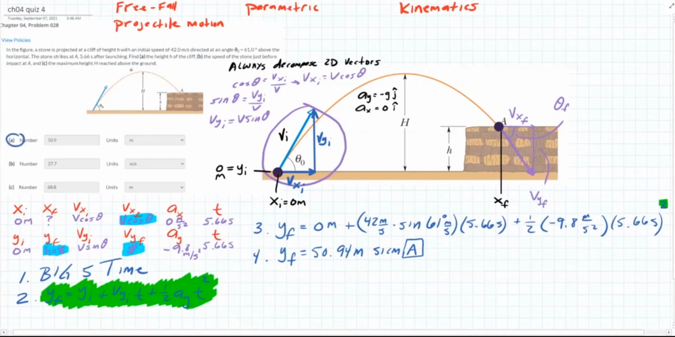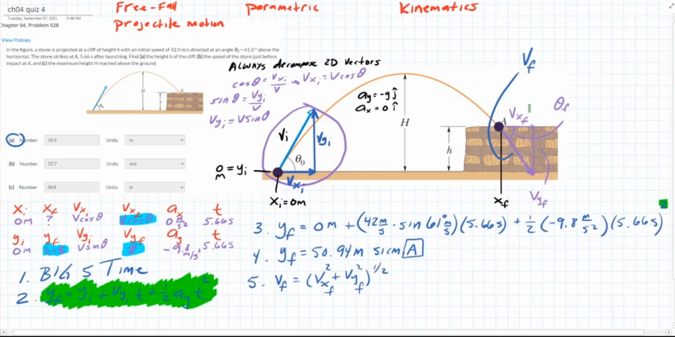Part B says, what is the impact velocity? So we are after this vector right here. This vector is called V final. And you can see, based on prior conversation from just minutes ago, V final is going to equal the square root of Vx final squared plus Vy final squared. This is a job for the Pythagorean theorem.